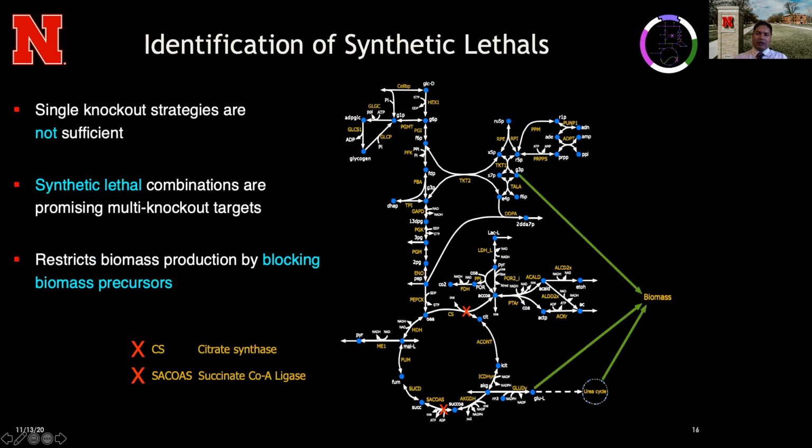Another approach that I'll take is finding the synthetic lethal targets, which are essentially a combination of multiple gene knockouts that restricts biomass production by blocking precursor synthesis.